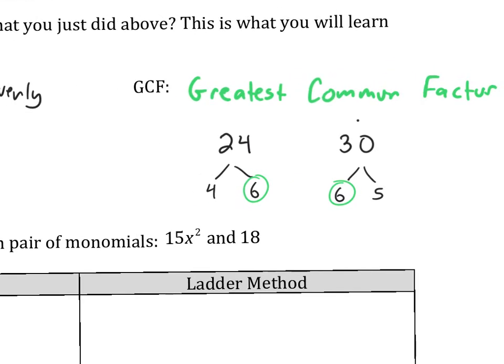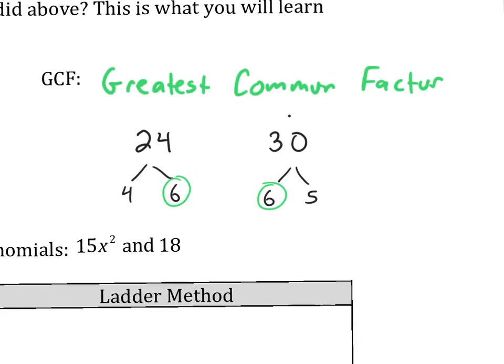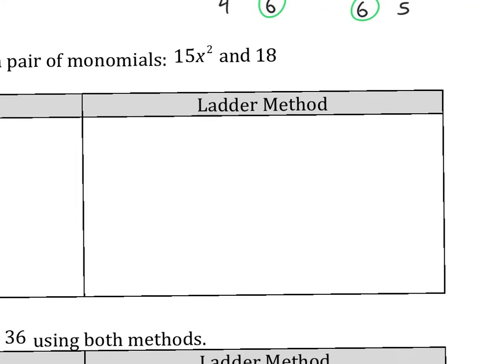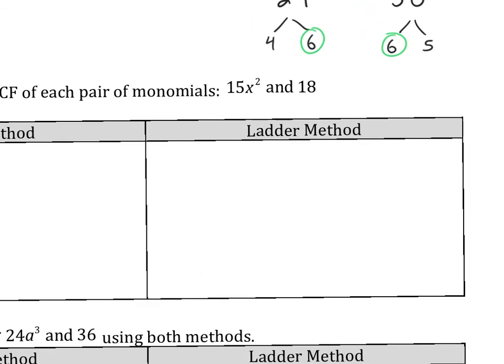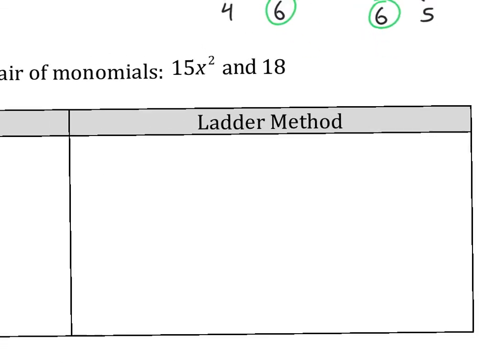So I am going to show you today two methods. One is called the tree method, also called prime factorization. And another method is called the ladder method, something you've probably not seen, but it is one of my more favorite methods because it's very flexible. It does a lot of different things.